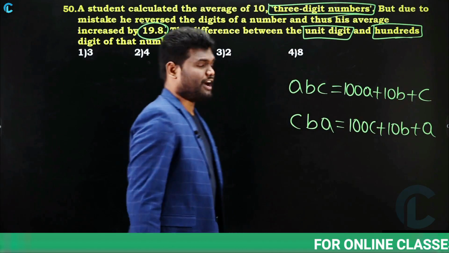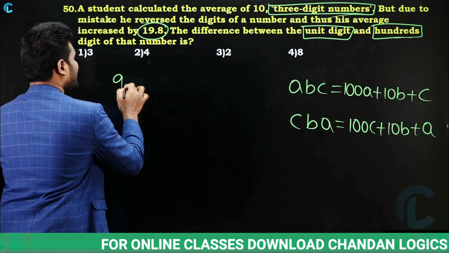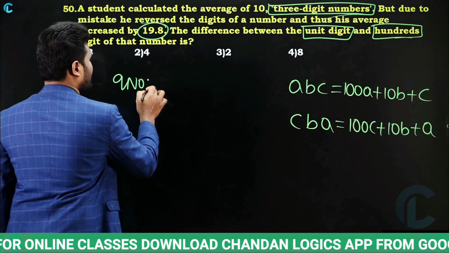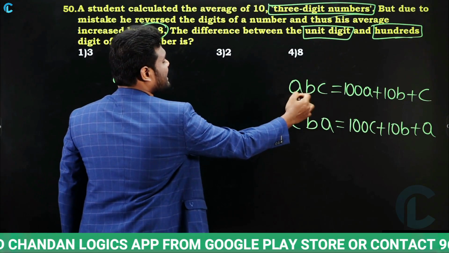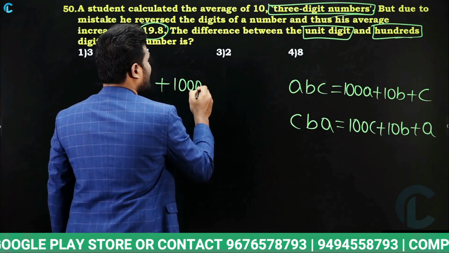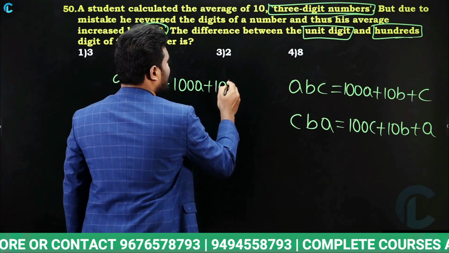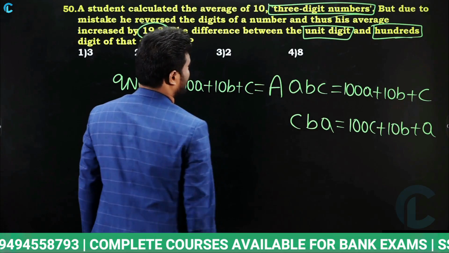Now, if you calculate this, out of those 10 numbers, 9 numbers are going to be the same anyway. The remaining number is nothing but the 3-digit number ABC. As it is a 3-digit number ABC, we need to write it as 100A plus 10B plus C. And let us say the average is A.